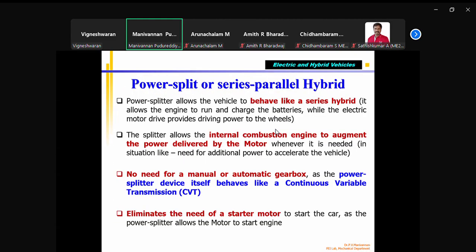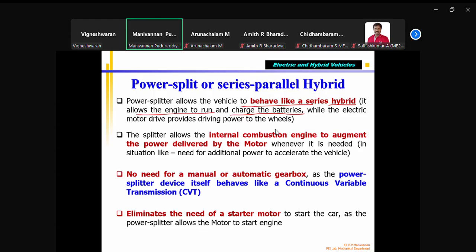Okay. Split power, series power. Power split allows the vehicle to behave like a series hybrid. Already I talked about this: it can run only with the engine and simultaneously charge the battery also. That's why we call it split power. The engine may be generating 70 kilowatt, or 50 kilowatt, and it may be used for driving the vehicle, and some amount of power can be used for charging the battery also. So most of the time the battery can be kept fully charged, because the vehicle will be driven at high speed on the highway. At that time you can charge your battery.